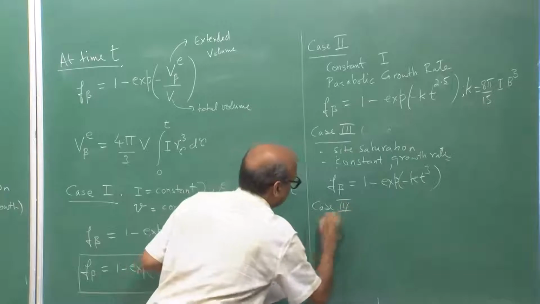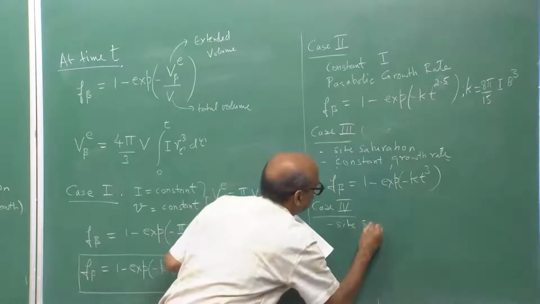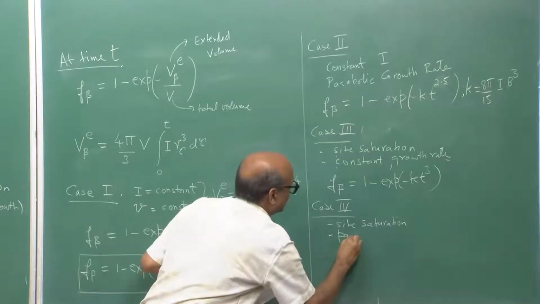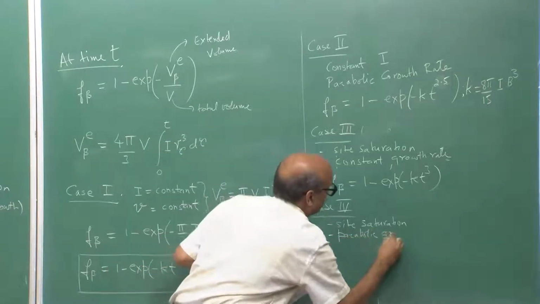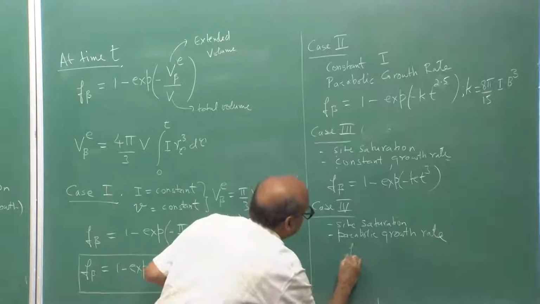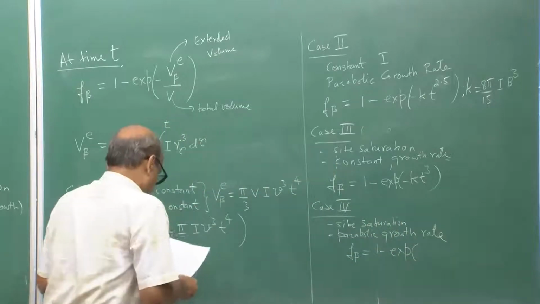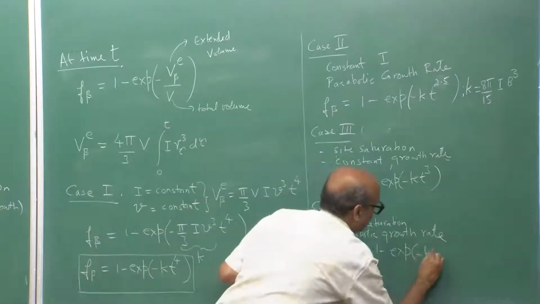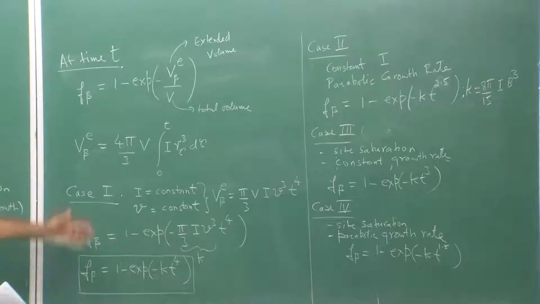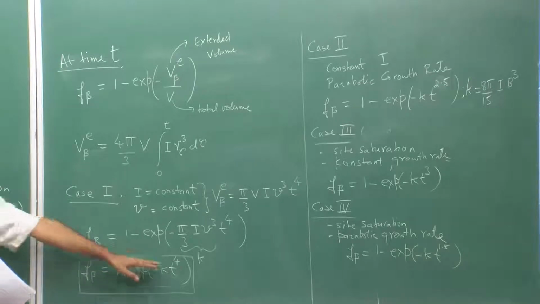The last case, case 4, we have site saturation and we have parabolic growth rate. Here, the Avrami relation becomes 1 minus exponential minus k t to power 1.5. So, in all the 4 cases, case 1, case 2, case 3, case 4, as you can see, the time exponent is different.